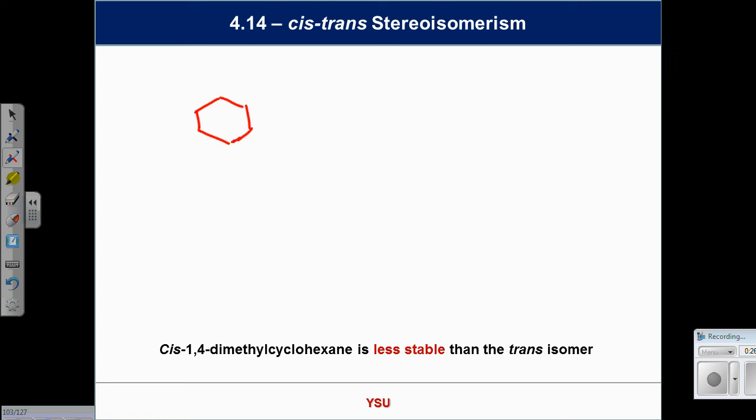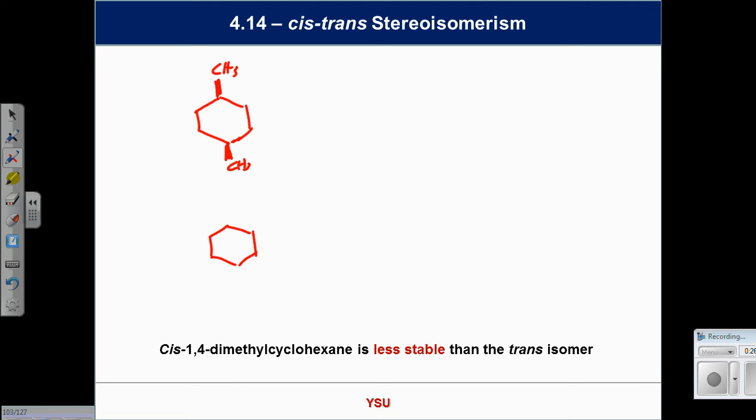Harley, do you want to start with a wedge or a dash? Wedge, why not? Do you want to start with a wedge at the bottom or the top? Isn't democracy great, hey? Right there. And I'm drawing the cis isomer. So do I need a wedge or a dash next? I need a wedge. And it needs to be down there because that's 4 carbons away from where I started. That's my cis-1,4.